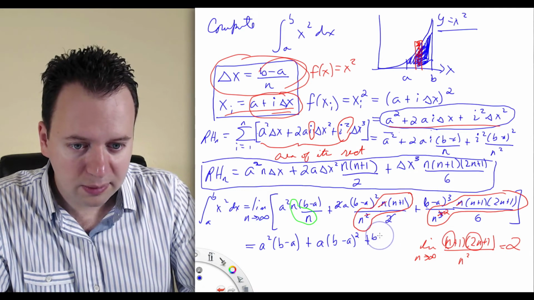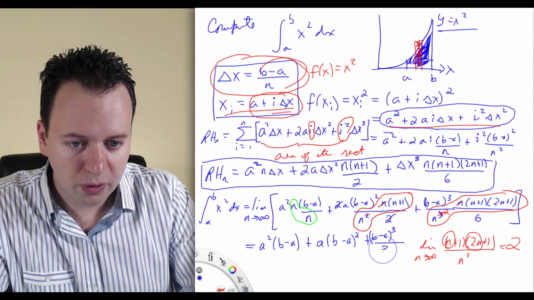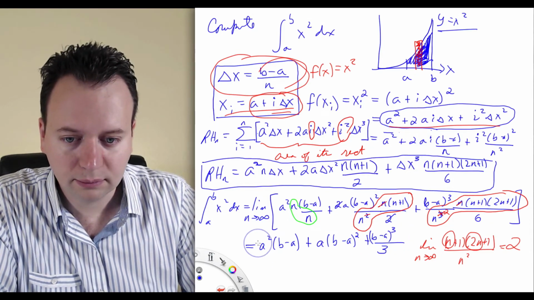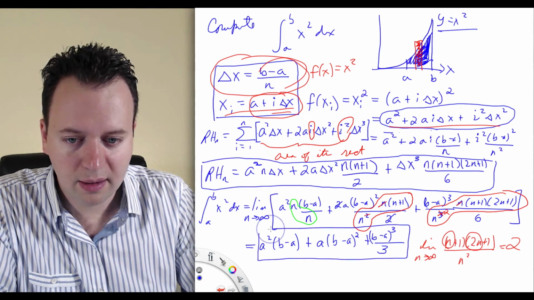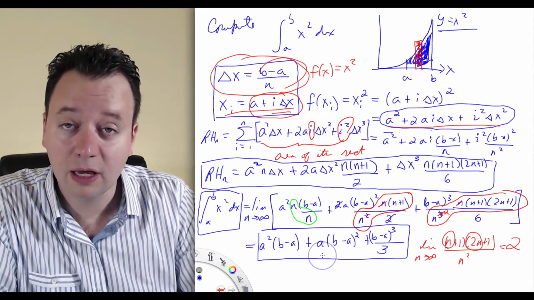So we get plus (b minus a) cubed over 3. So the 2 over 6 becomes 1 over 3. So that is what the integral from a to b of x squared dx is equal to.